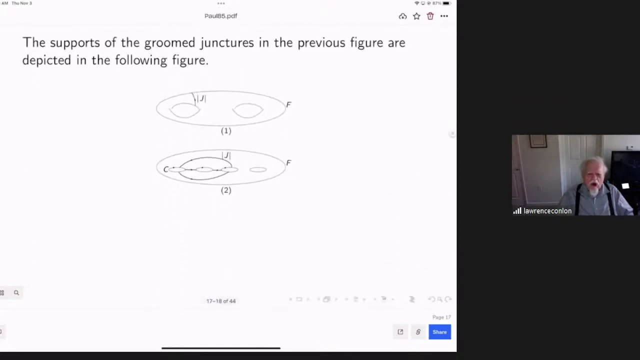The support of the juncture in the previous figure is depicted here. In 1, where we saw a number of essential circles parallel, we see just they've been collapsed to 1. And in 2, where we had 4 packets, each has been collapsed to a single arc, and we have 4 arcs. So that's the support of the juncture that was just pictured.